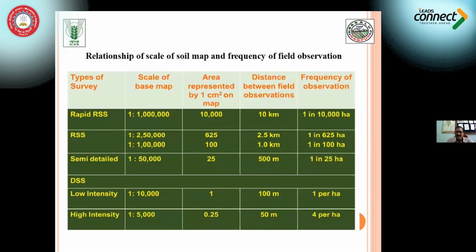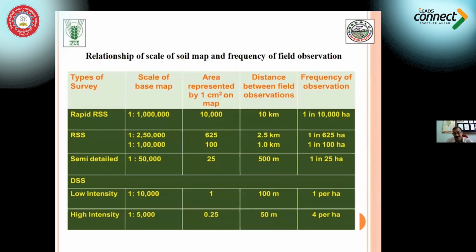Relationship of scale of soil map and frequency of field observation. As I said, in case of rapid reconnaissance soil survey, the frequency of observation will be 1 in 10,000 hectares. In case of reconnaissance soil survey, the intensity is 1 in 625 hectares or 1 in 100 hectares. In case of semi-detailed soil survey, where the scale of map is 1:50,000, the observation will be 1 in 25 hectares.